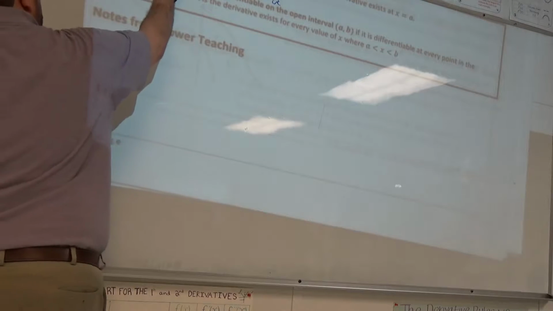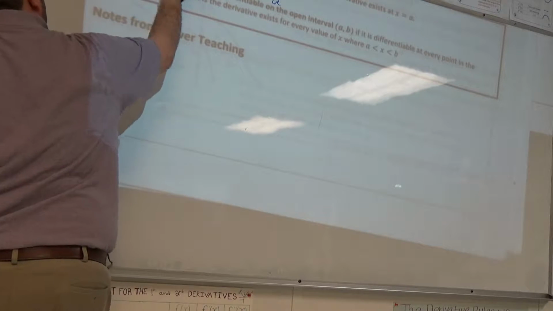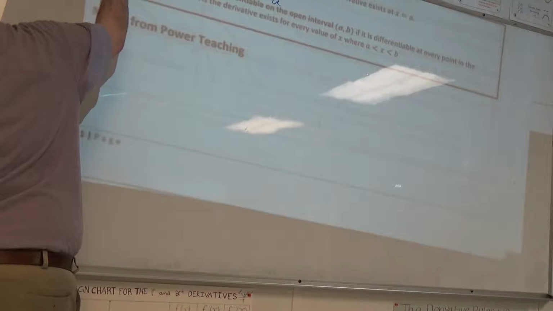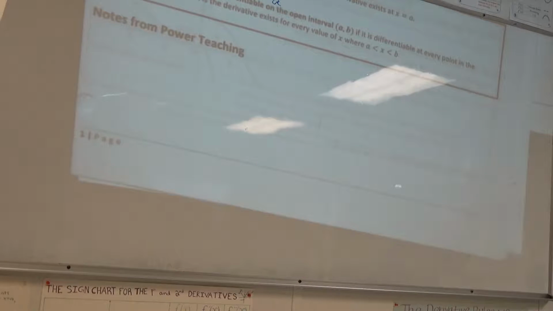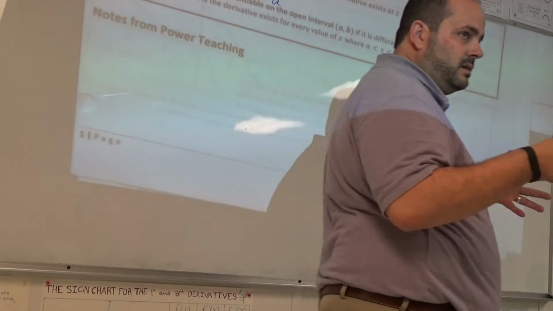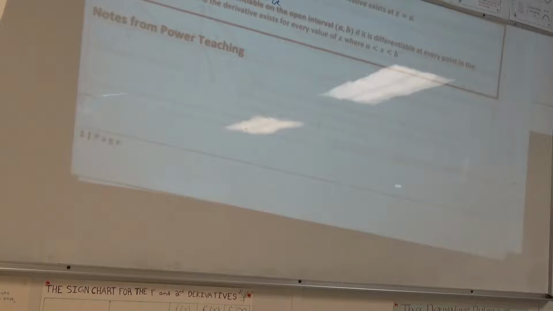One notation for this is f prime of a. Another notation? If I ask you to find the derivative at a point, this is a way that you can go about doing it. And if that derivative exists, then we're going to say the function is differentiable. That's all that it means.